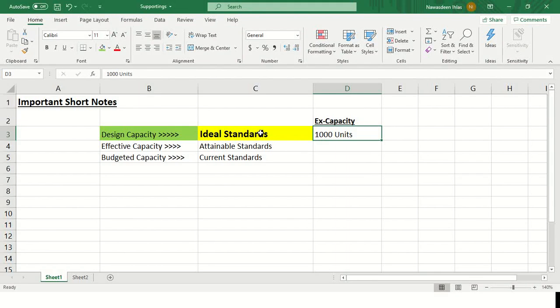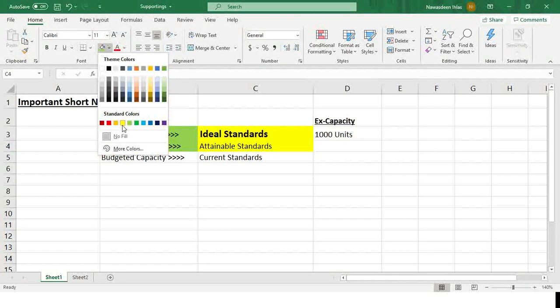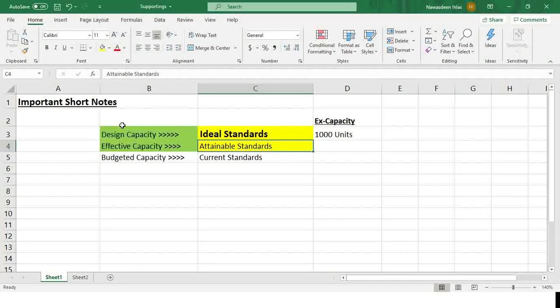Therefore we are adjusting some labor shortages, machine breakdowns, then we are coming into a capacity level called design capacity, which means we are deciding our capacity level based not on ideal standards, we are deciding our capacity level based on attainable standards. So this word is very important, attainable standards. So here we are using attainable standards.